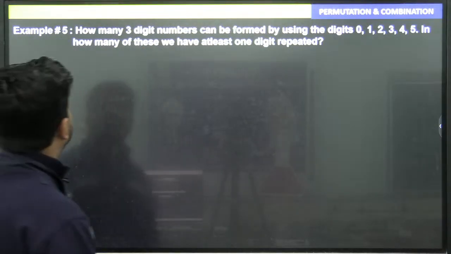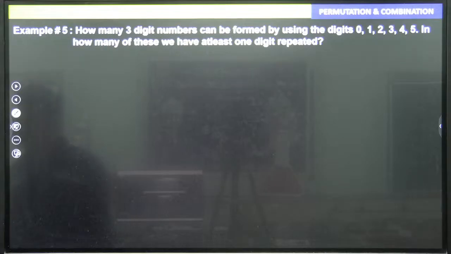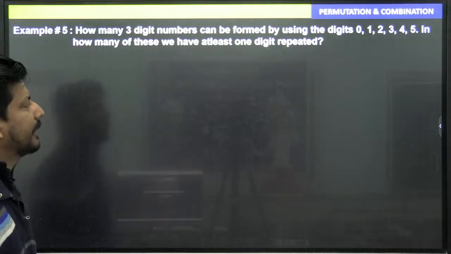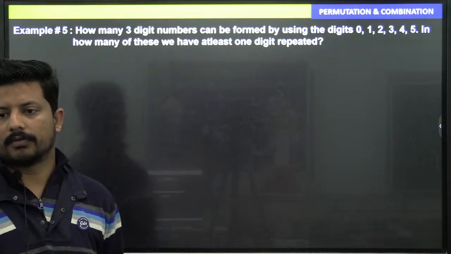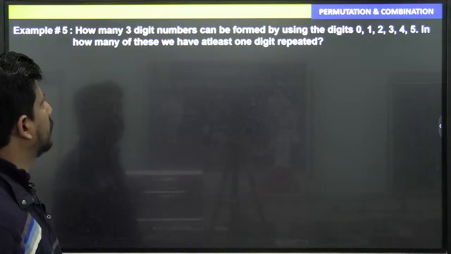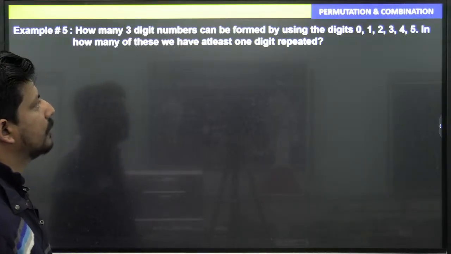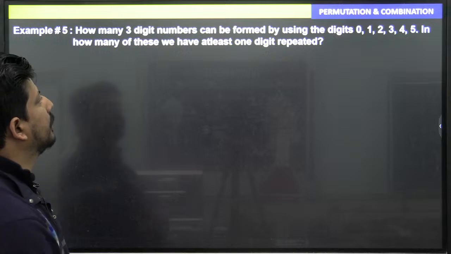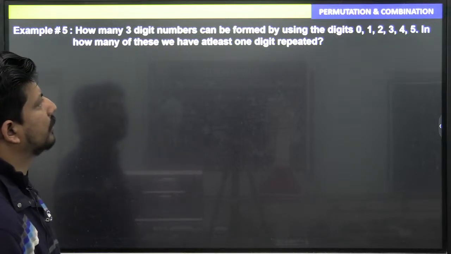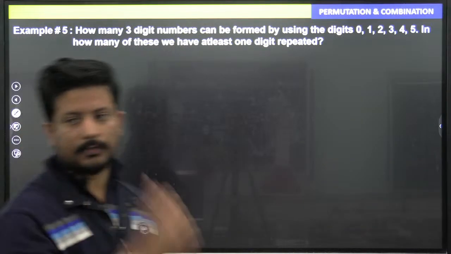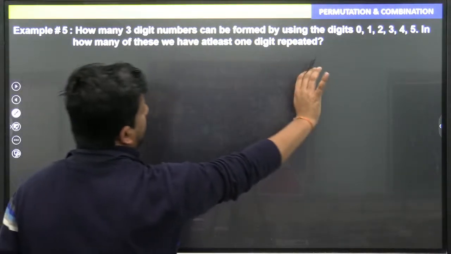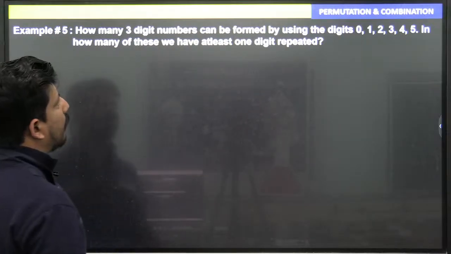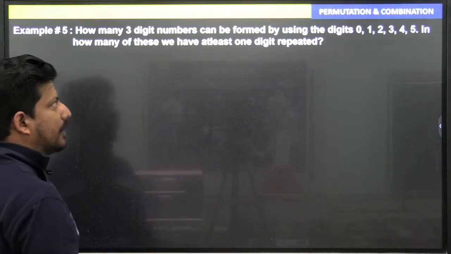Now try to solve this. How many 3-digit numbers can be formed by using the digits 0, 1, 2, 3, 4, 5? In how many of these is at least one digit repeated?